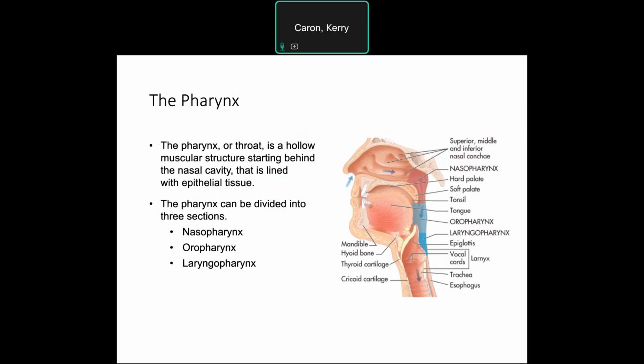Okay, I mentioned the pharynx. The pharynx is the throat. So pharynx equals throat. And it's a hollow muscular structure behind the nasal cavity, okay? And it's lined with epithelial tissue. The three little sections of the pharynx are named for what that section is adjacent to. So the nasopharynx is adjacent to the nose. The oropharynx is adjacent to the mouth. Laryngopharynx is adjacent to the voice box or larynx. The larynx is the voice box.